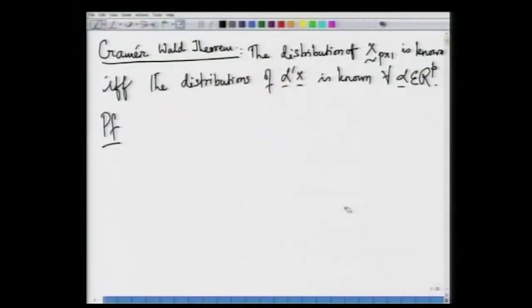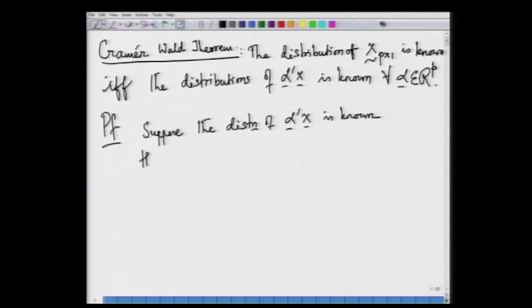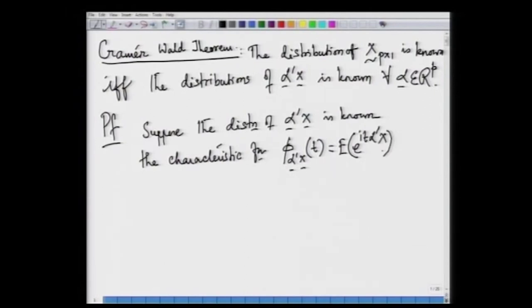For the first part, the if part, suppose the distribution of alpha prime x is known. So, we are essentially proving the sufficiency of the theorem. If it is so, we can say the characteristic function of alpha prime x at t, using the notation phi of alpha prime x at t, is by definition nothing but expectation of e power i t alpha prime x. Since the distribution of alpha prime x is known, the characteristic function is known for all alpha in R p.